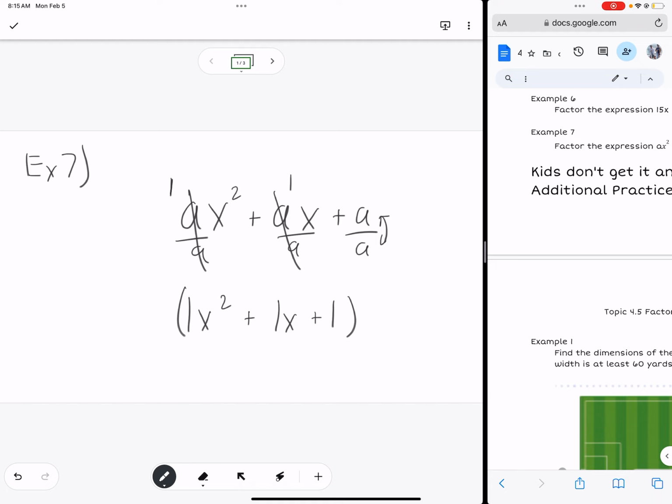Do you put 1x? You could just put x, that's fine. But you can't just put a, and I'll show you. We have to put a on the outside, because a represents a number. We don't know the number, but it's a number. So if you have a divided by a, it's just going to be 1, because a number divided by itself is 1, so you have to show it as 1. If you were to distribute this, you would end up with ax squared plus ax plus a, which is our original expression.